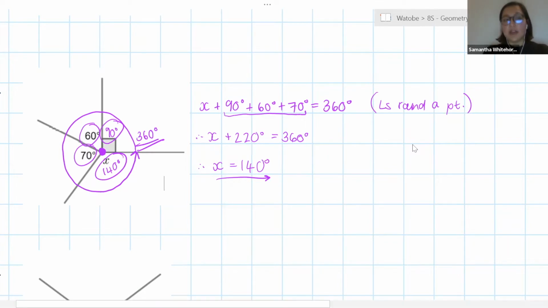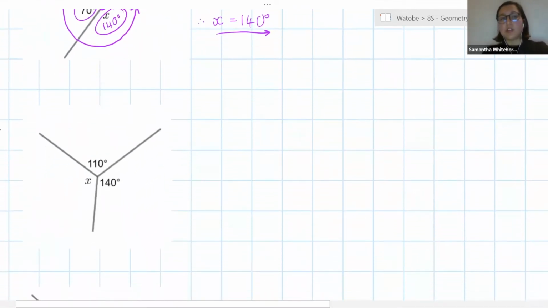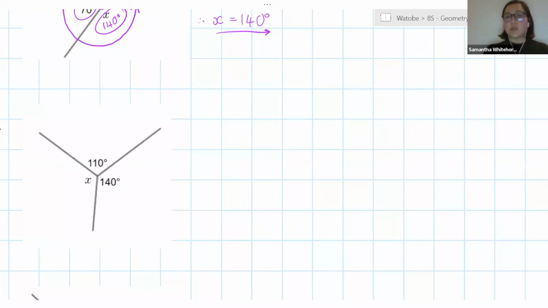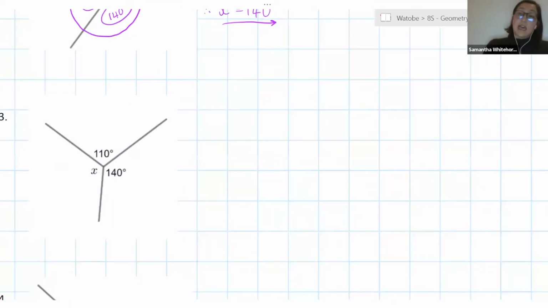And let's have a look at question three. So I would like you to try this by yourselves with me. You can raise a hand if you'd like to give an answer. You can put your answers in the chat, completely up to you. I want to know what the size of angle X here is.